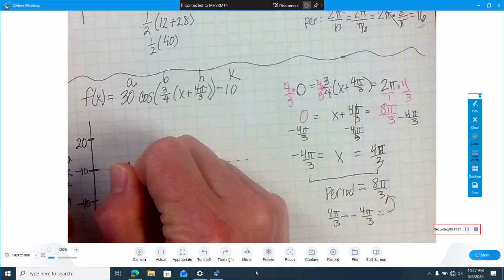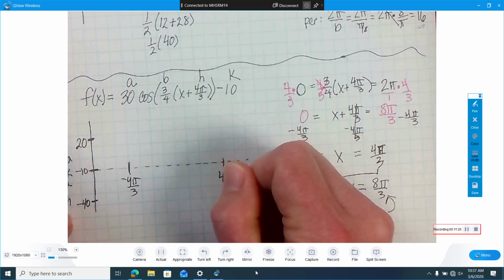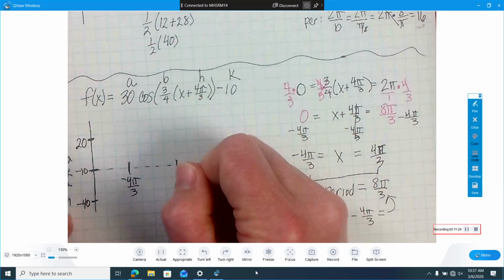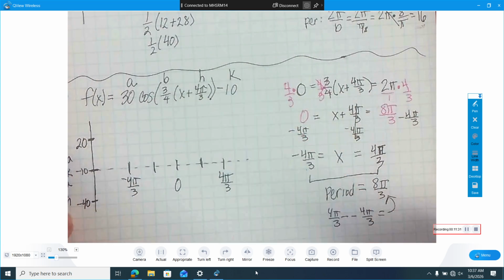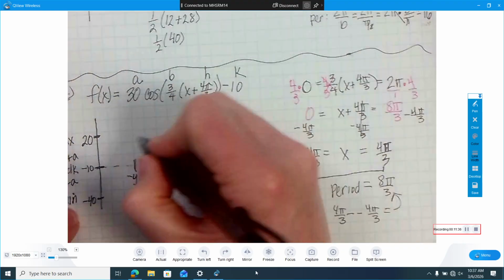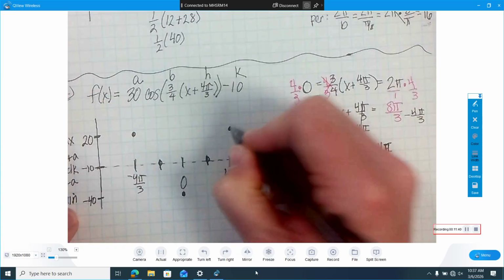But anyway, here's our starting. So we start at negative 4 pi over 3. It's going to end at positive 4 pi over 3. And what's right in the middle? 0. That's an easy one. And then we can put our other 2 midpoints, and now just sing the cosine song. High, middle, low, middle, high.